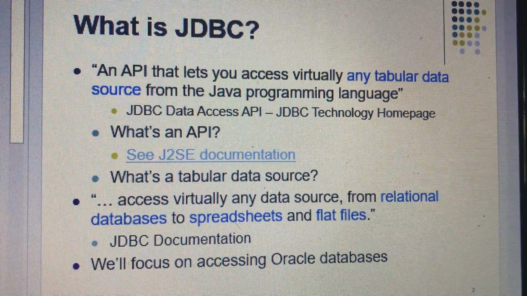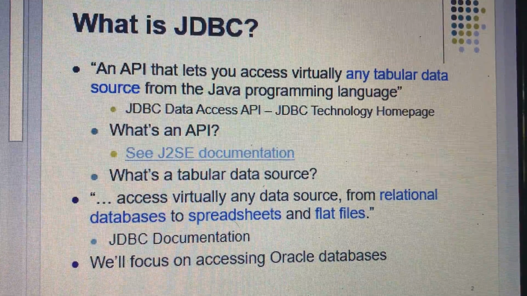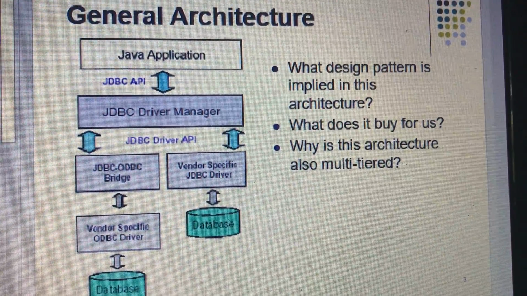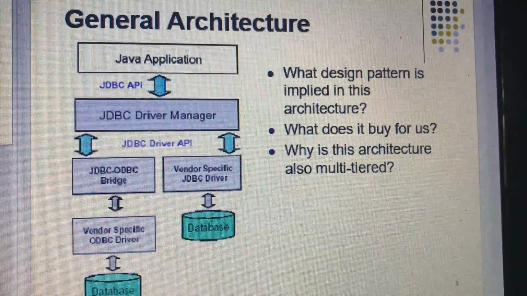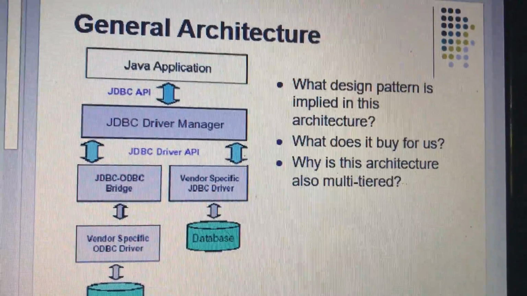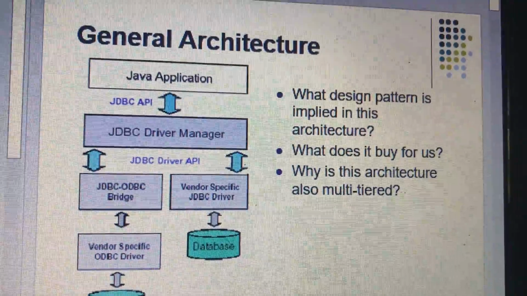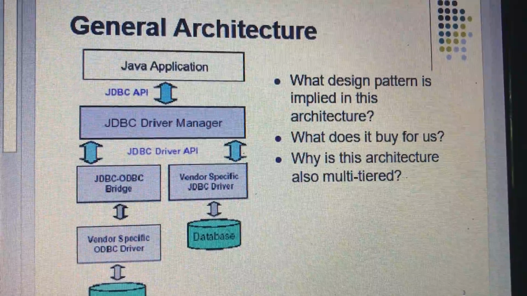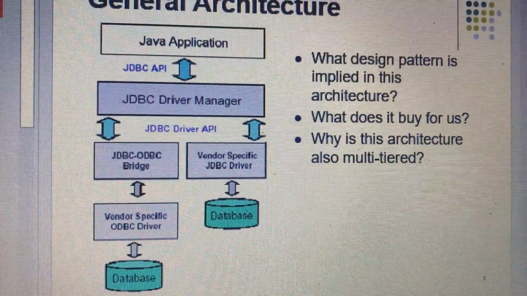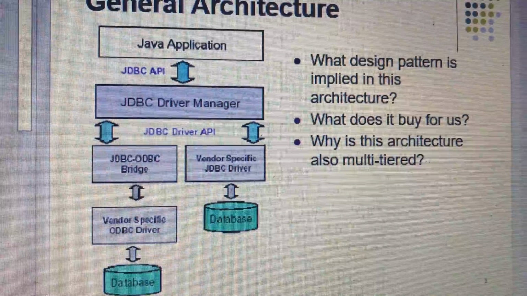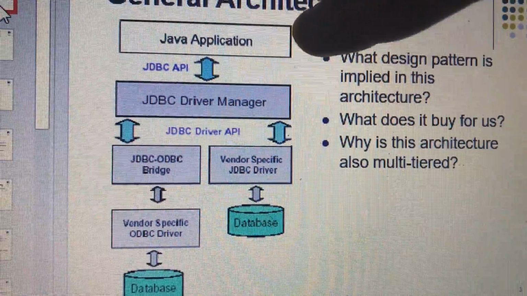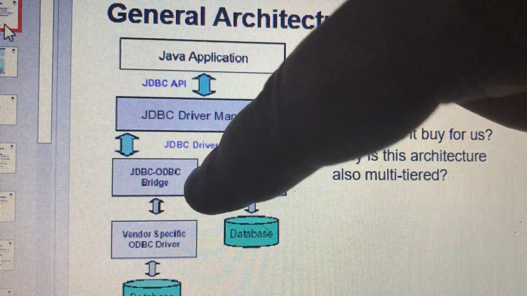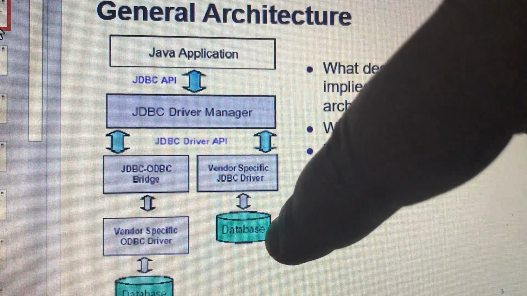Coming to the next one. So that will be the introduction. So this is the general architecture: Java application, JDBC driver management, what design pattern is implemented in the architecture, what it buys for us, and whether the architecture is also multi-threaded. So coming here we can see the Java application. We are coming to the JDBC driver management, and these are the bridge, these are the drivers, and this is a database.